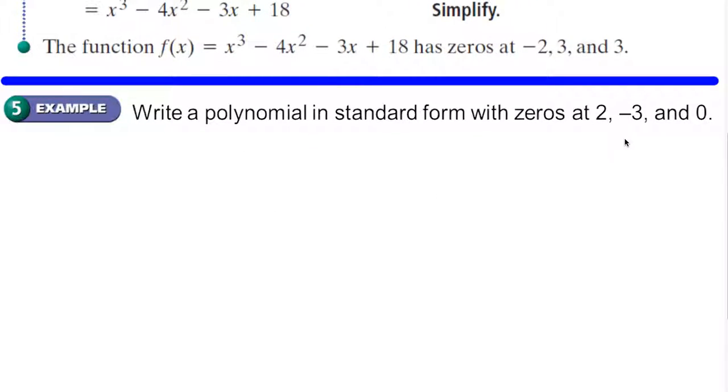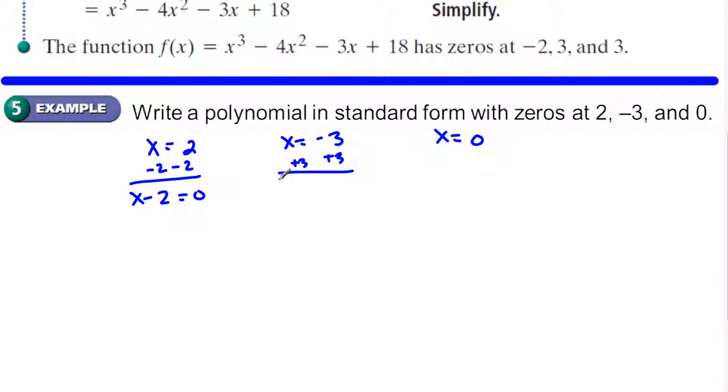All right, so we have zeros at 2, negative 3, and 0. So that means we have a 0 at x is 2, we have one at x is negative 3, and we have one at x is 0. So we're going to subtract 2, and you have x minus 2 is 0. We're going to add 3. So then you have x plus 3 is 0, and over here you have just x is 0. So y equals x minus 2 times x plus 3 times x.